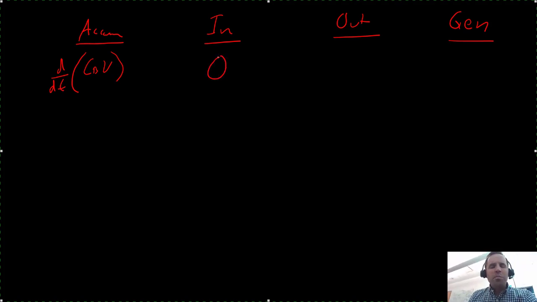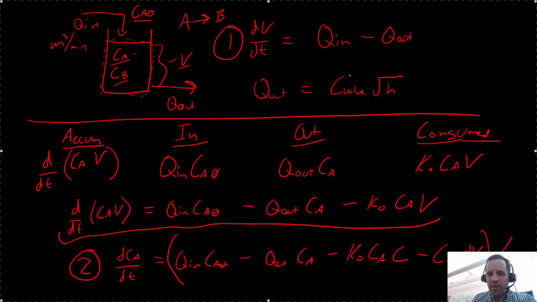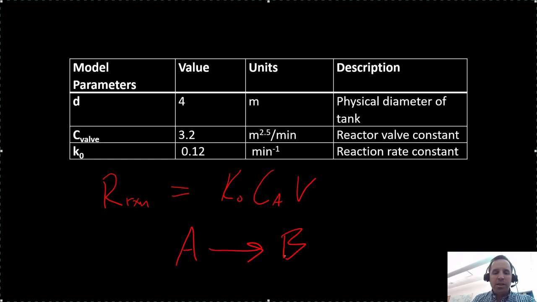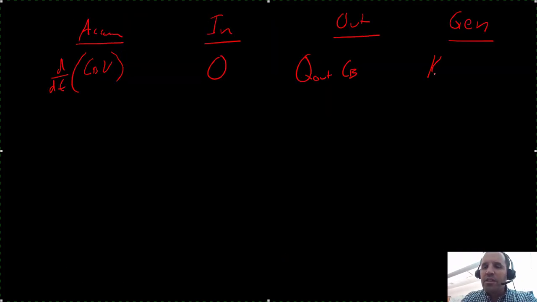So accumulation, we have the same thing. This d by dt, looking at this quantity Cb times V, and remember both of those will be changing with time, so we have to leave them both in that derivative operator. There's no B in the inlet flow in this problem, so we don't have to worry about an in term. Out is similar to our last one, it's Q out times Cb, and then B is being generated at the same rate that A is being consumed. This is a one-to-one reaction where every mole of A is being converted to a single mole of B. So our generation term here is K0 times Ca times V.